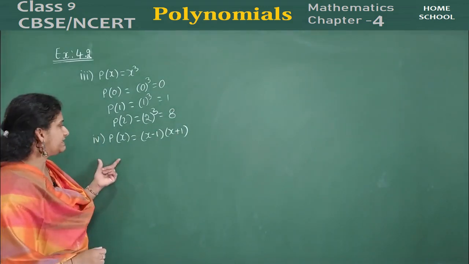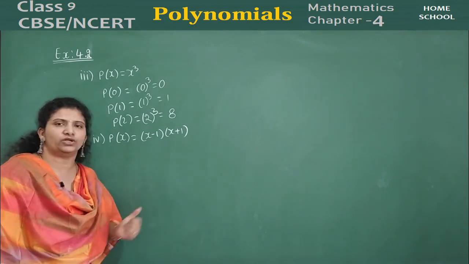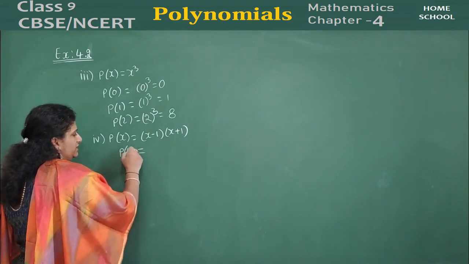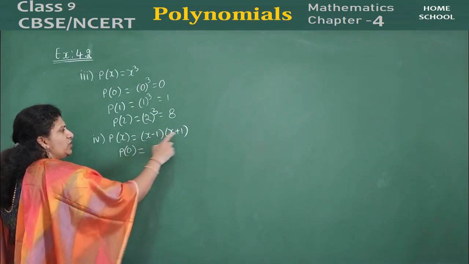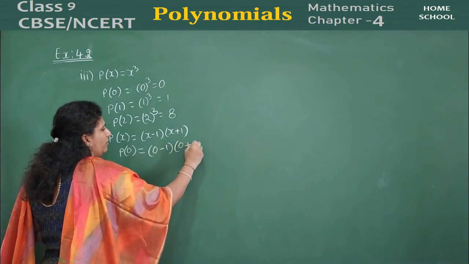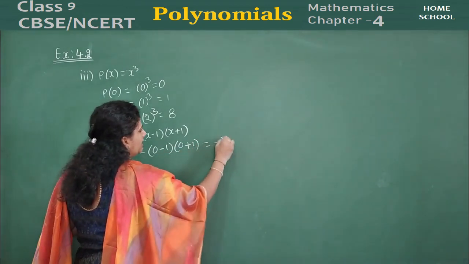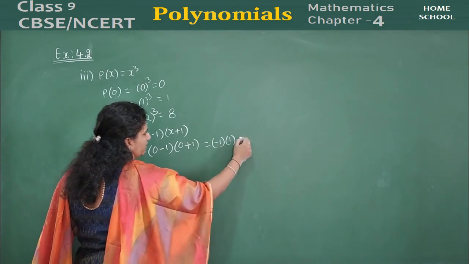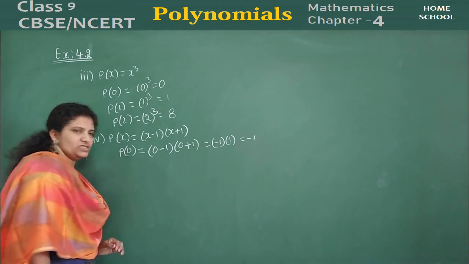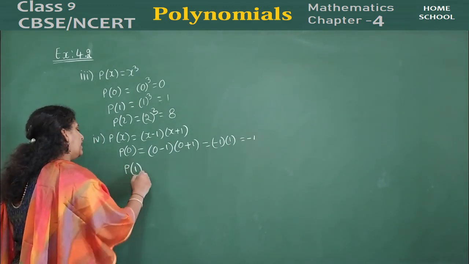Okay. So see the last sub question in it. P of x is equal to x minus 1 into x plus 1. So what will it be? P of 0 is equal to, wherever you have x, you substitute 0. 0 minus 1, 0 plus 1. That will be, here what are you left with? Minus 1 into plus 1. Minus into plus, minus 1 ones are 1 is your answer. P of 0 is minus 1.